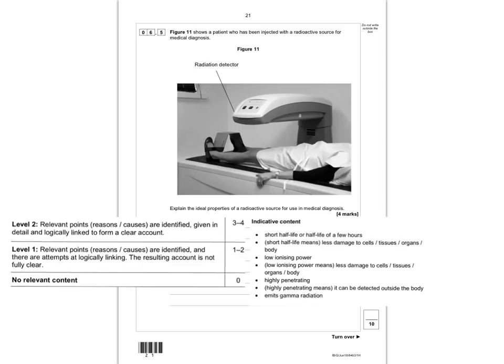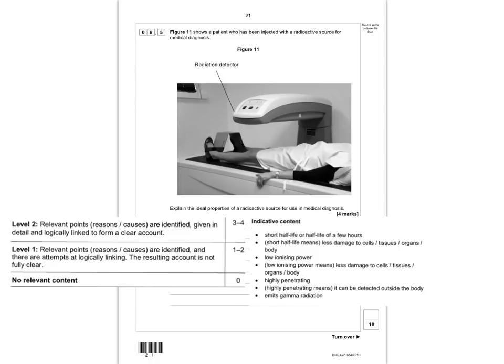So now on screen I've got the indicative content, and the sort of things that they would expect you to be talking about is that you need a short half-life of maybe a few hours so that it wouldn't stay in the body for long. That would mean it would cause less damage to cells, tissues and organs inside the body. It needs to have a low ionizing power, because again this causes less damage to cells and tissues in the body. It needs to be highly penetrating because it needs to escape the body, so you can detect it outside, and so really it needs to be emitting gamma radiation.